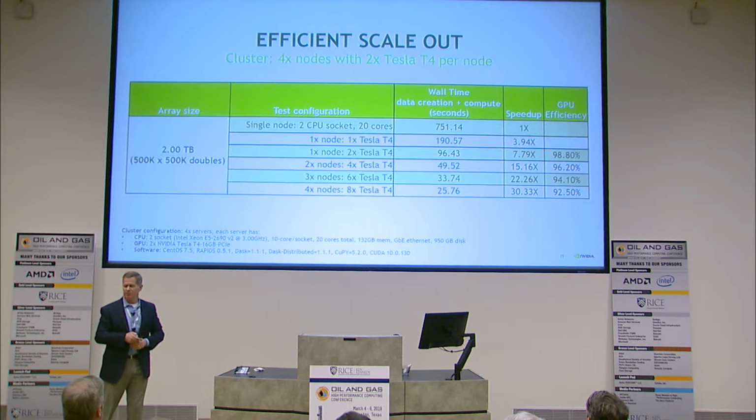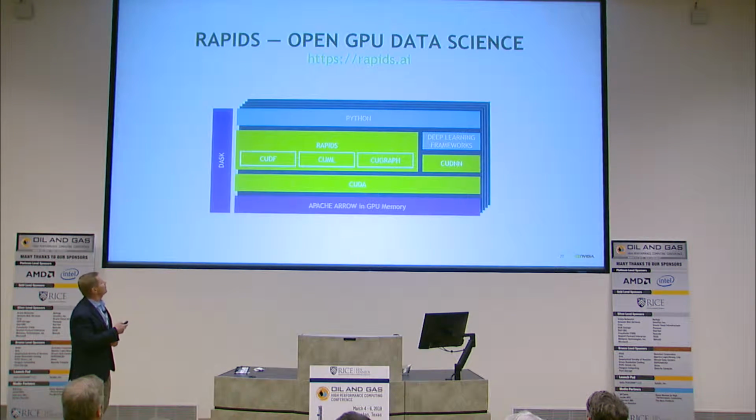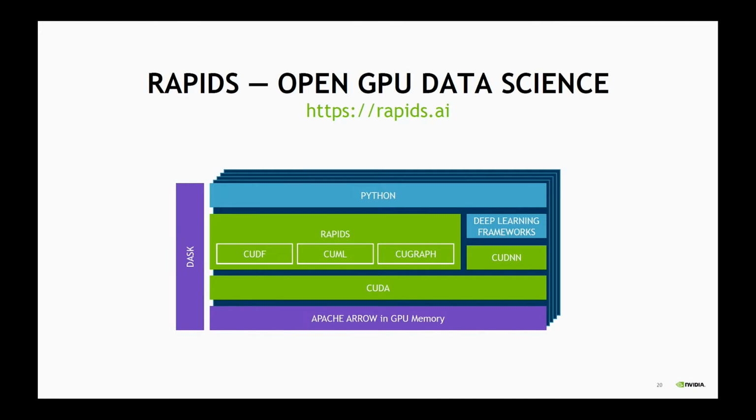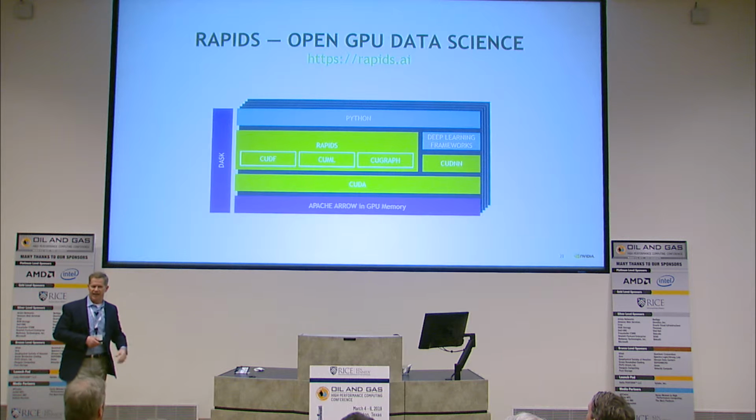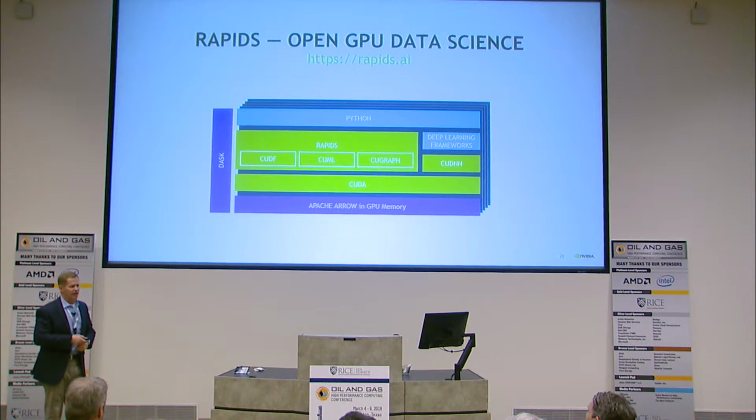So how are we able to achieve this? What are we doing here? Well, this is a stack. This is the chart. I already talked about cuDF, cuML, and cuGraph. Apache Arrow, again, is that common data format. But this thing on the right here is called Dask. Dask is a Python library.